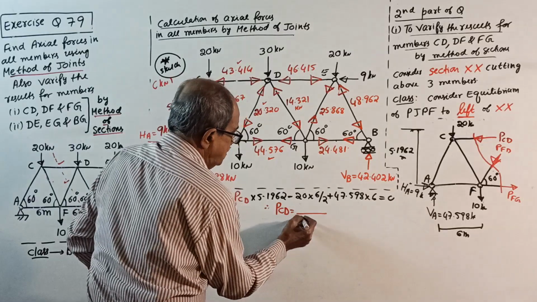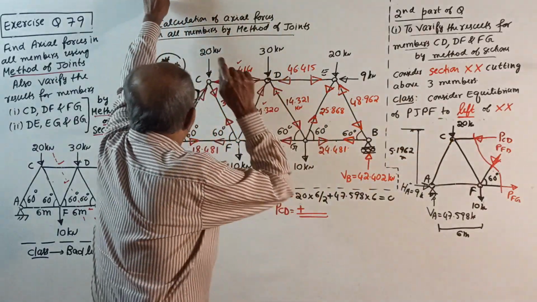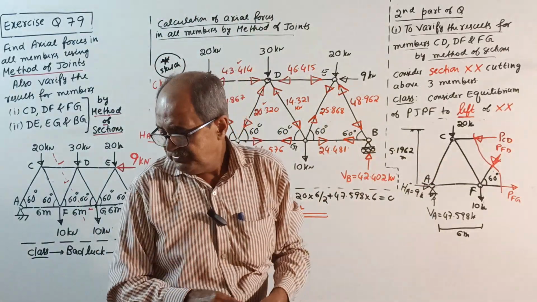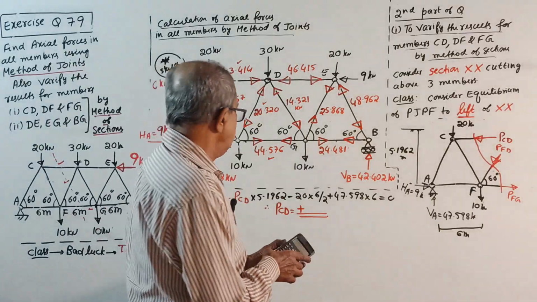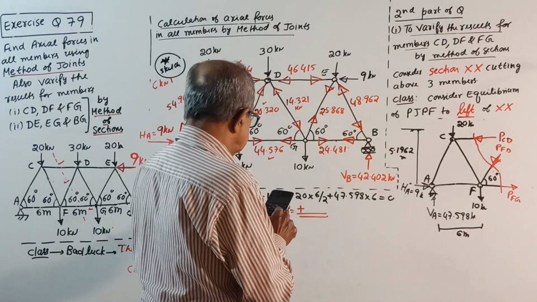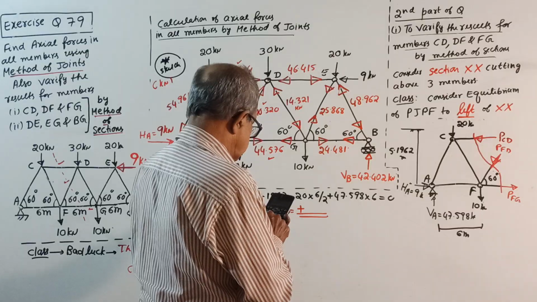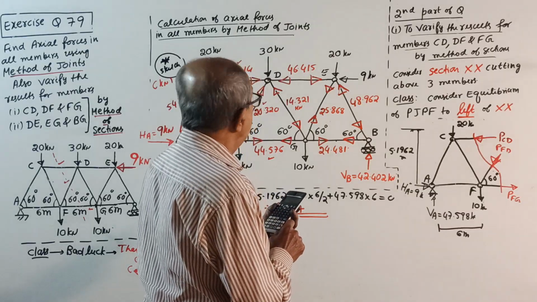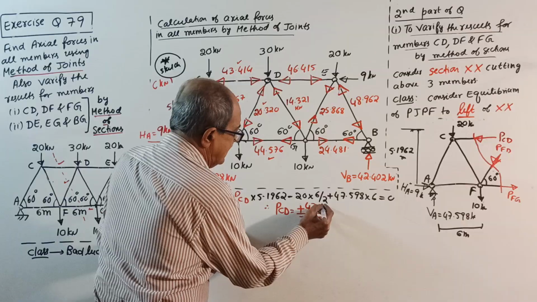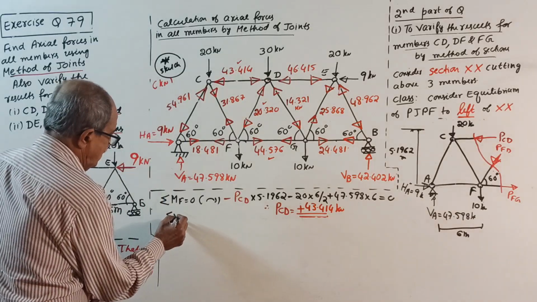Now remember, you have to get positive. Why? We consider PCD in the same direction as we got by method of joints. Now you have to get positive. Otherwise, your answer is wrong. I check it now. 47.598 into 6 minus 20 into 3, divided by 5.1962, gives 43.414. Oh yes, perfectly correct. See, I got plus. PCD is 43.414 kilonewton.